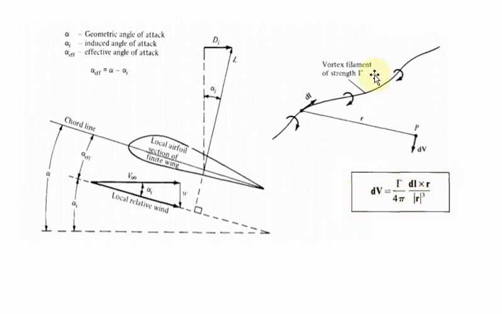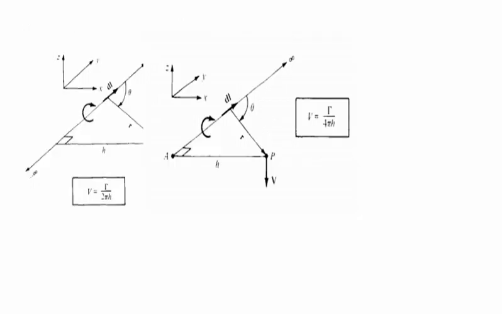So this is the equation based on the Biot-Savart law. You have to remember this equation also, and similarly another two equations. So this is for the straight vortex filament case, but with an infinite vortex filament.